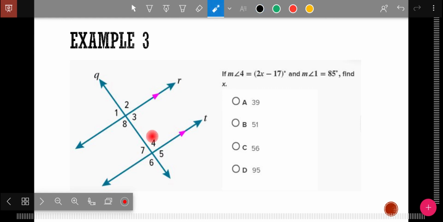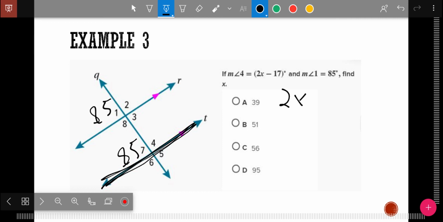Where's angle 4? Angle 4 is right here. Where's angle 1? Angle 1's right there. Are they a match in any way? No. 4 corresponds to 2, though. Or 1 corresponds to 7. And so if 1's 85, 7's 85. And this is a straight line right here.